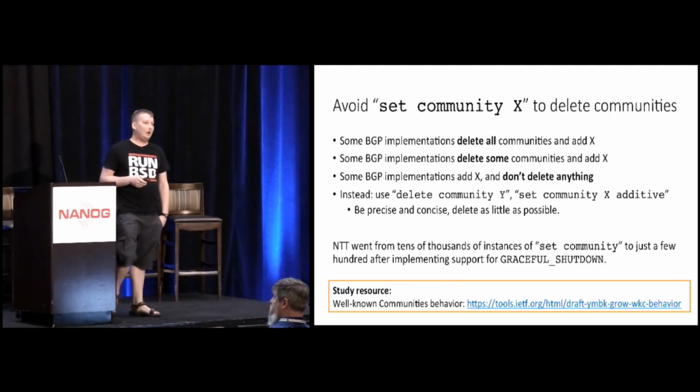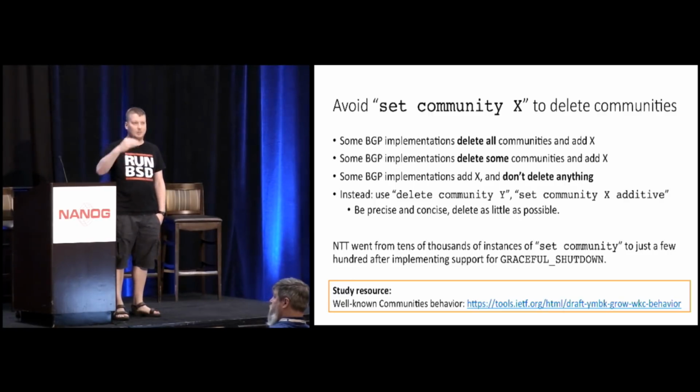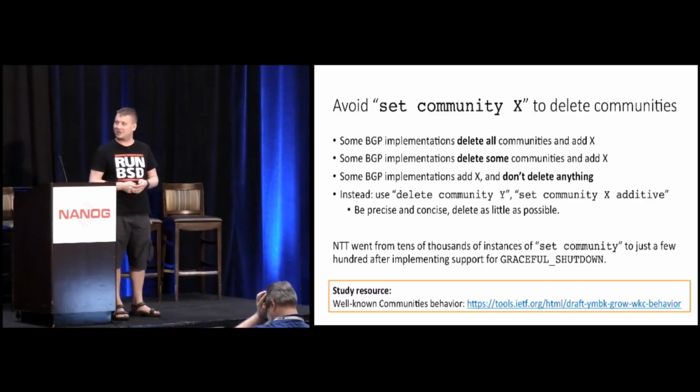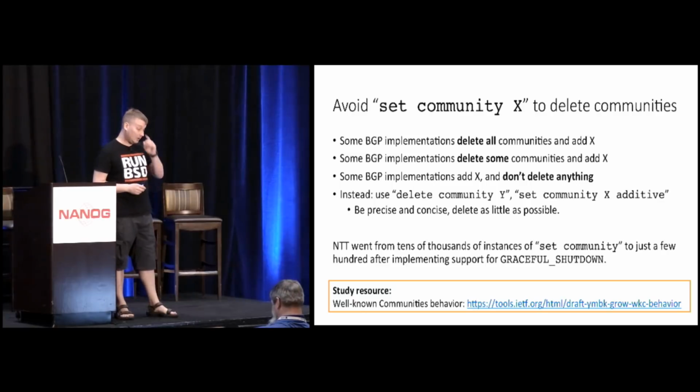Another thing we should be aware of is that the semantics of set community X differ from vendor to vendor. On some vendors, set community X will wipe out all the communities that are on the route, and then set that one community you wanted to set. On some implementations, some of the communities are deleted, but not all, and then it adds the community you wanted to set. Or there are implementations where set community actually is add community, but they use the word set community.